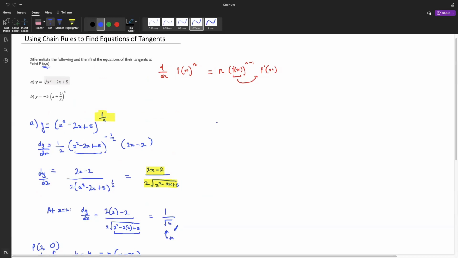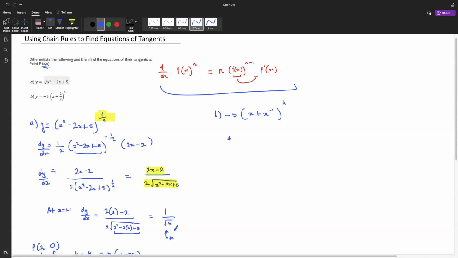Same thing for this second question. This one's a bit different. Instead of a square root now, we've got a fraction inside. We've dealt with fractional indices before, and what we're going to do is remove that fraction and just rewrite it as a negative index. So y is x plus x to the power of minus 1, all to the power of 4. Now I'm just going to use the formula again that we've explained here and differentiate this.